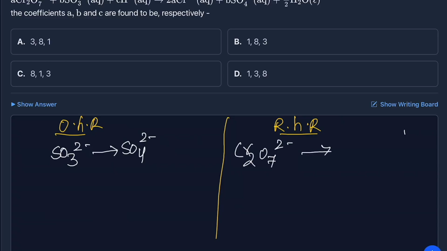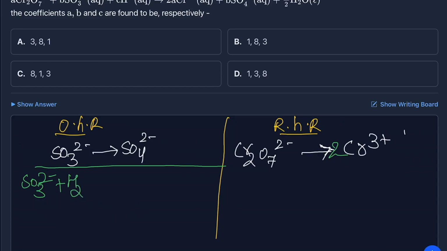First of all, we have to balance the atoms other than oxygen and hydrogen. Here, how many chromiums? 2. On the product side there is only 1 chromium, so I am adding 2 chromiums. Next, we balance the oxygens with the help of water molecules. Here how many oxygens? 3. Here, 4. Means we have to add 1 oxygen, with the help of 1 water molecule.